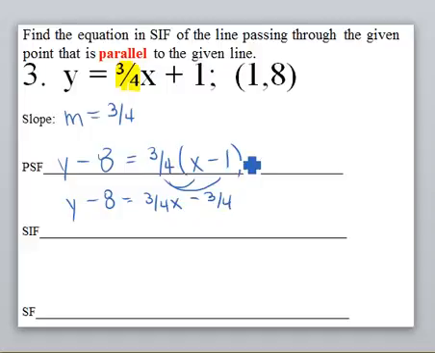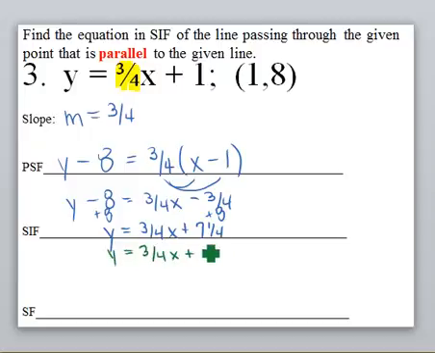The next thing I want to do is add 8 to both sides. So I get y equals 3/4 x plus 7 1/4. This is fine as slope-intercept form, but I could have also written it as 3/4 x plus 29/4. That's what I would have gotten if I had made a common denominator.